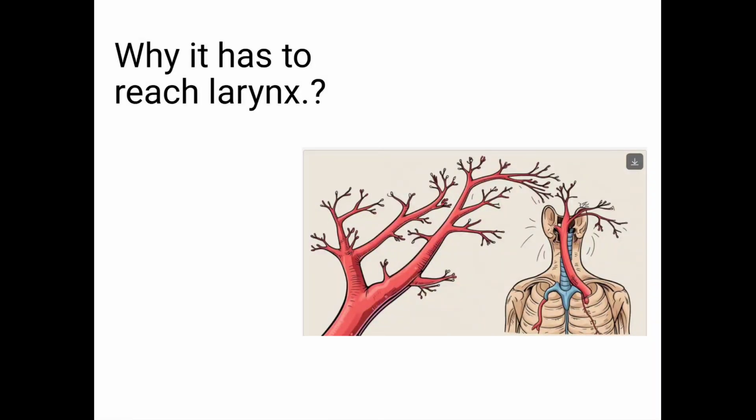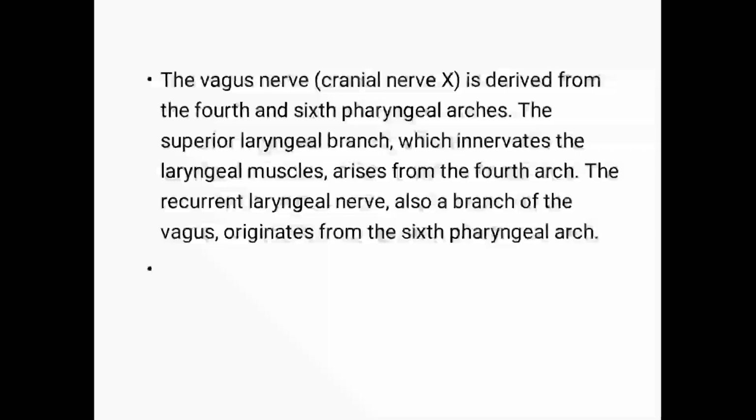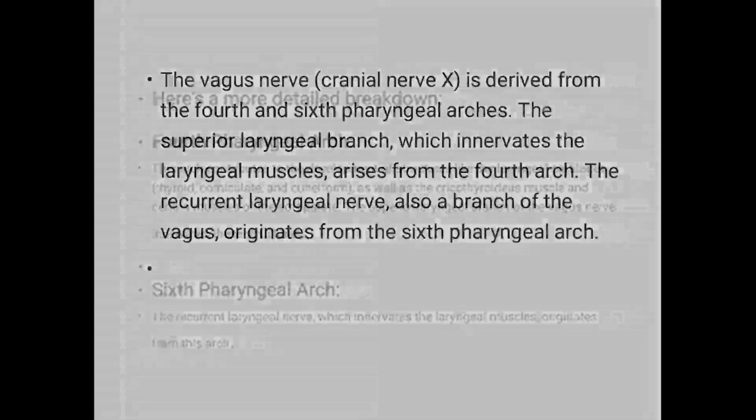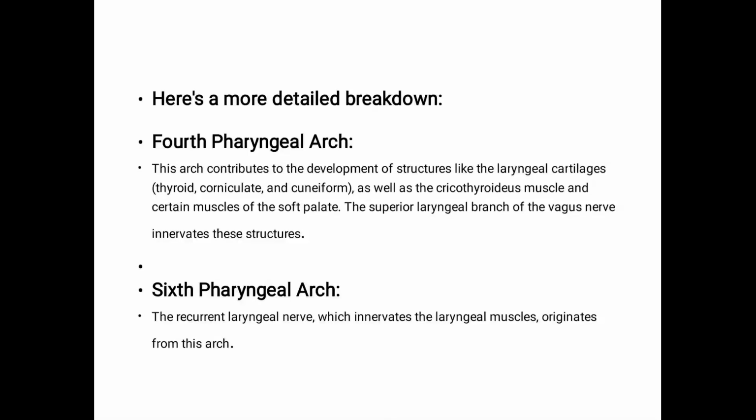Now, why does it have to reach the larynx? The explanation is here. The vagus nerve, cranial nerve 10, is derived from the fourth and sixth pharyngeal arches. The superior laryngeal branch innervates the laryngeal muscles arising from the fourth arch. The recurrent laryngeal nerve, also a branch of the vagus, originates from the sixth pharyngeal arch. Here is a more detailed breakdown.